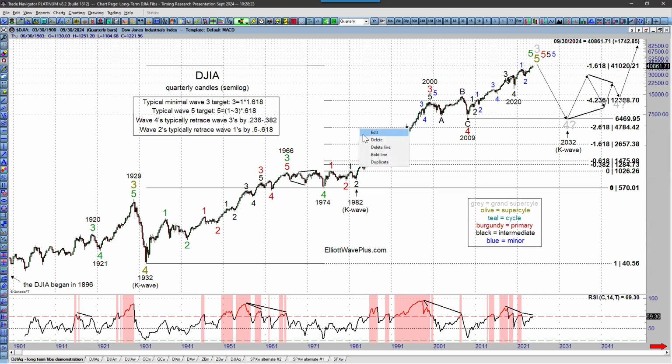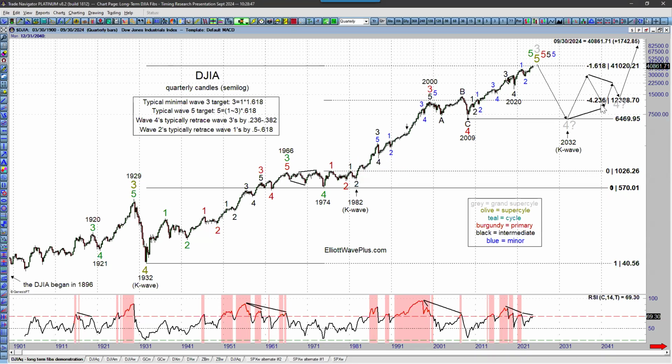And in this case, we had a huge expanded or extended third wave. So I'm going to delete some of these. And notice that wave 3 in burgundy was basically a 4.236. Yes, that's a Fibonacci number. 4.236 expansion of wave 1. That would be a Fibonacci target for an extremely extended third wave.